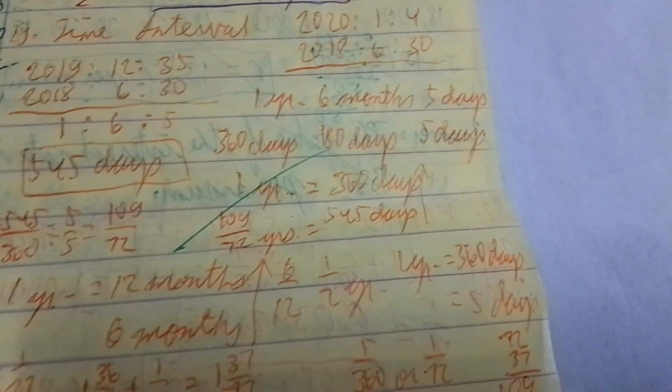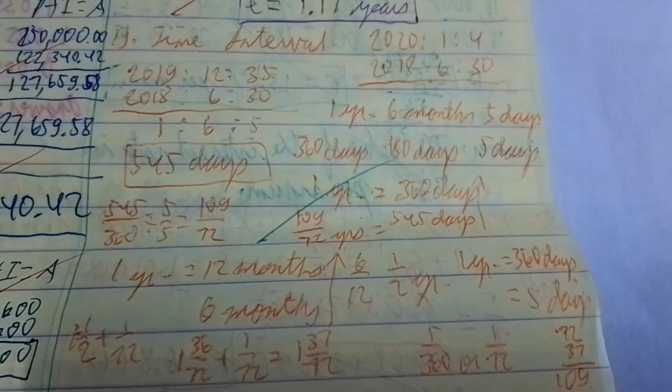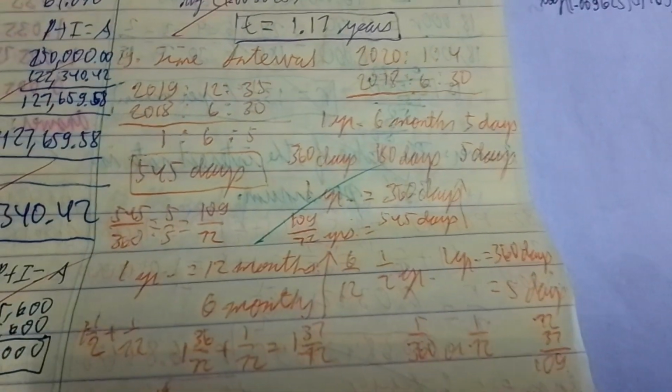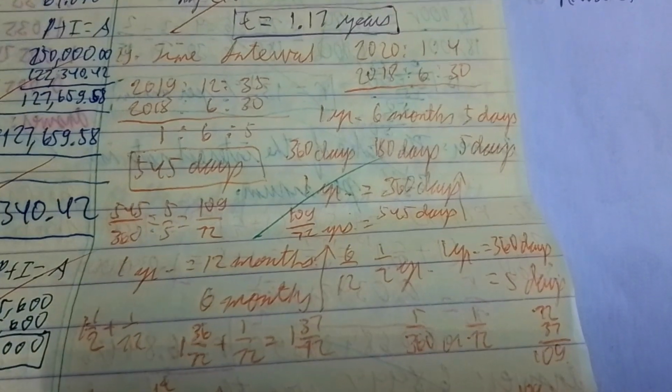That's half a year, and it's supposed to be 360 days plus 5 days, and then we still have 180. Right? In months, 1 year is worth 12 months, so 6 months is half a year. So it should be half a year, and then plus 172.